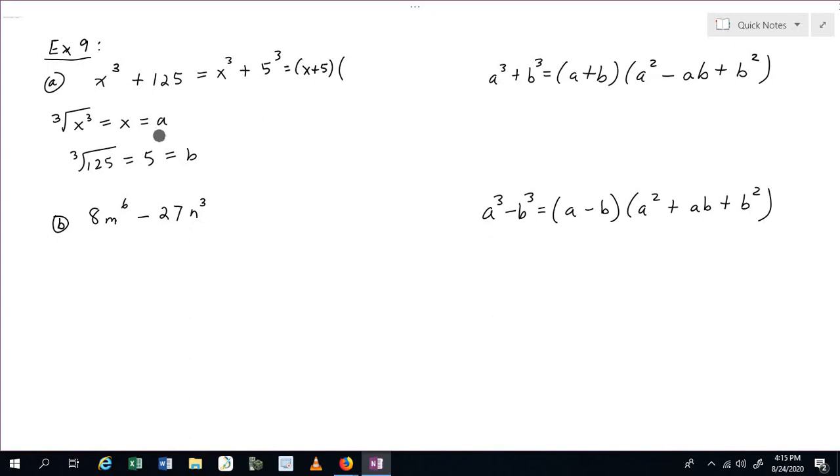And then A squared, which would be x squared, minus A times B, x times 5. Now, I'm going to change the order of this. We usually write the number in front of the variable. And remember, the order doesn't matter because it's multiplication. So I'm just going to write that as 5 times x. And then plus b squared, so 5 squared. And of course 5 squared is 25, so I'm just going to write it that way.